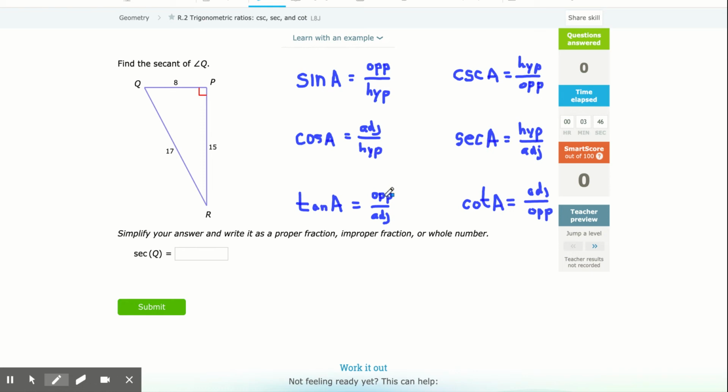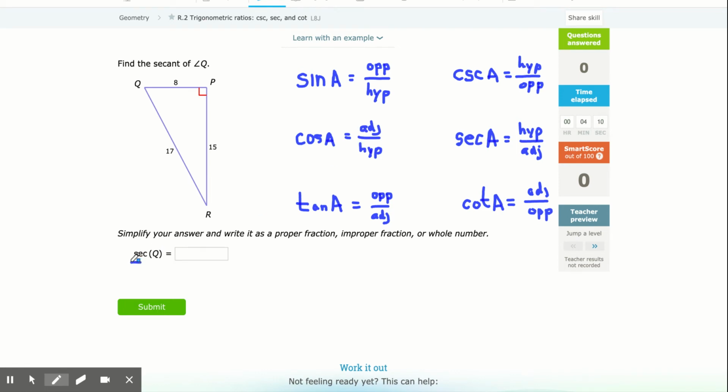The tangent of A is the opposite over the adjacent. The cotangent of A is adjacent over the opposite. There's not really an easy way to remember the cosecant and the secant. The cotangent's pretty obvious, cotangent, tangent. But the secant and the cosecant, students tend to get them swapped. So I would just write these 6 ratios down, these 6 trig functions.